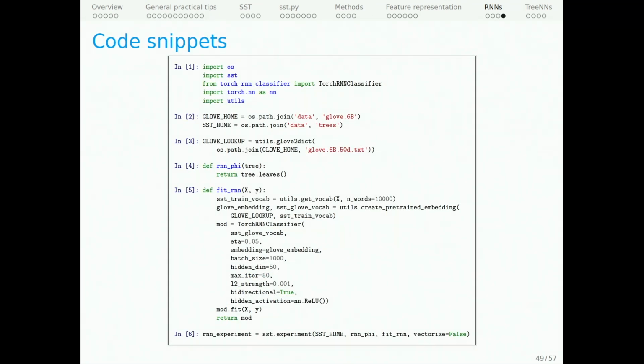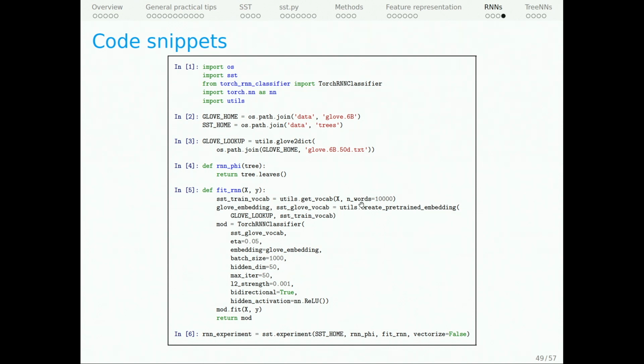And then finally, here's a code snippet to round this out. Again, here I'm building a GloVe space for my embedding. For the feature functions, of course, they get kind of trivialized because what I want to do is just return the sequence of words that are the leaves. So I just do that. No featurization at that point, because the real action is inside fit RNN.